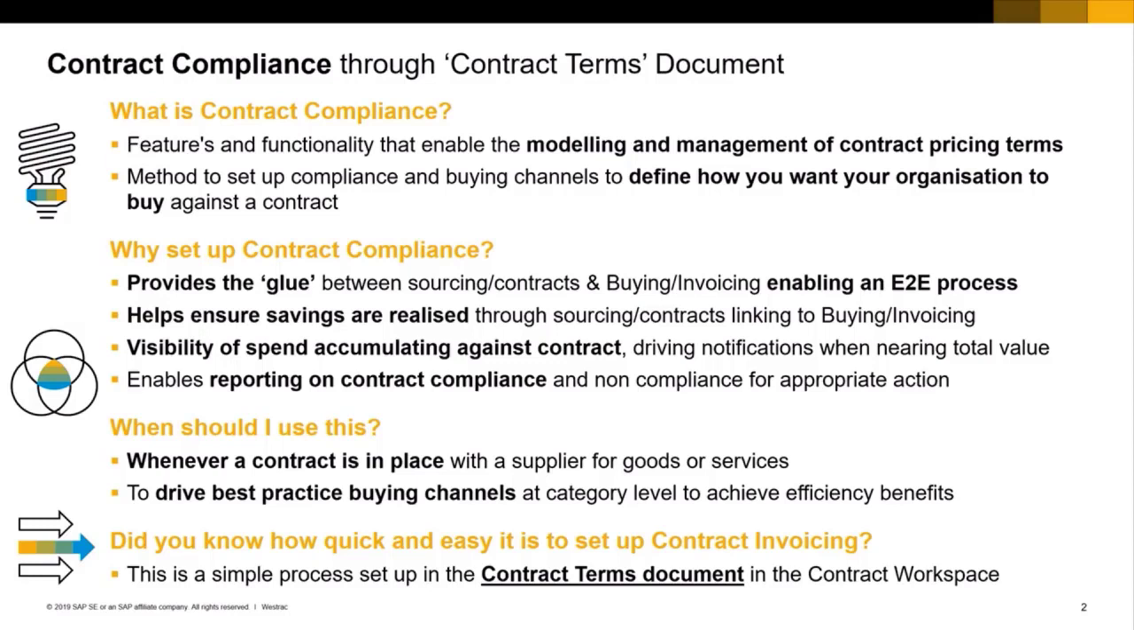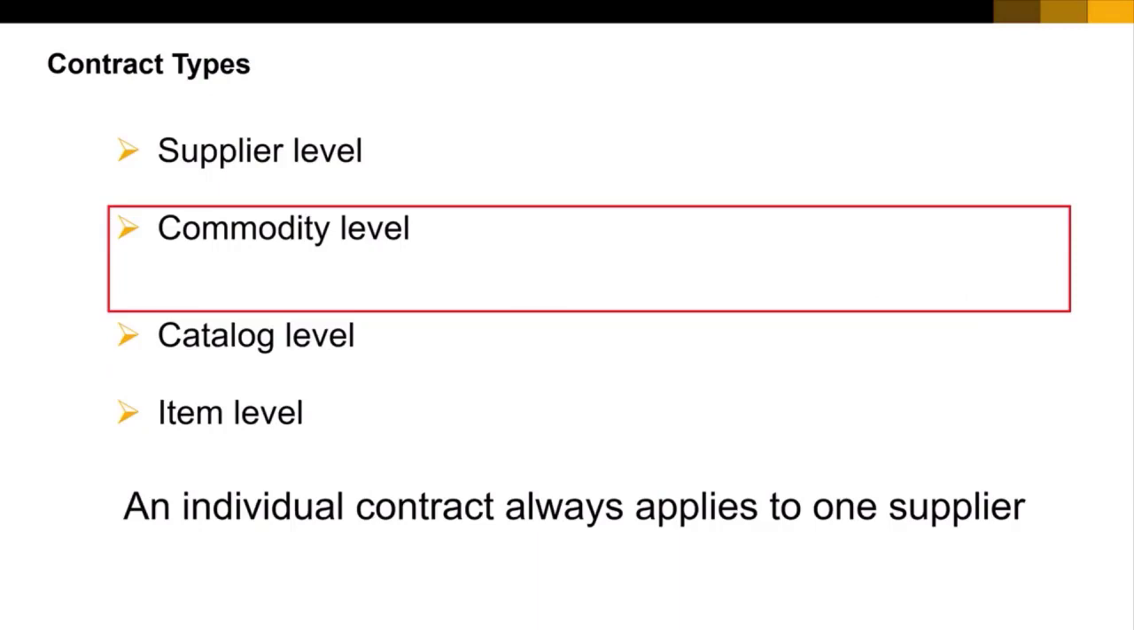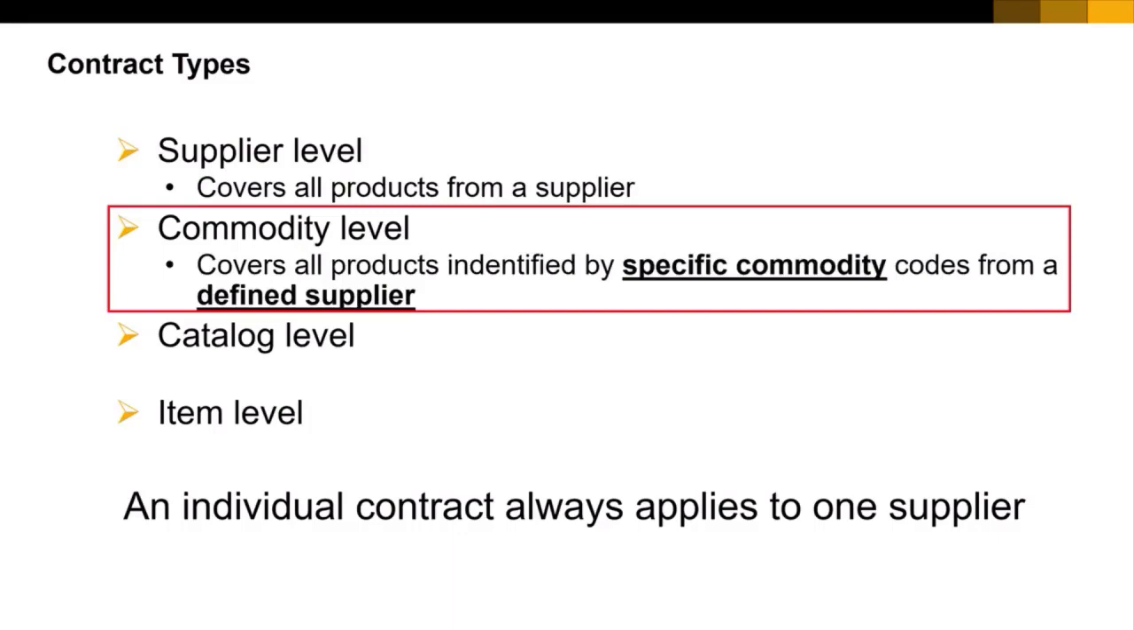And the different types of contract compliance we'll be working through are all set up in the contract terms document within Ariba. Okay, so the four types of contract compliance that can be set up through the terms document are supplier, commodity, catalog, and item level. So the previous video covered supplier level. Today we're going to look at commodity level contract compliance.